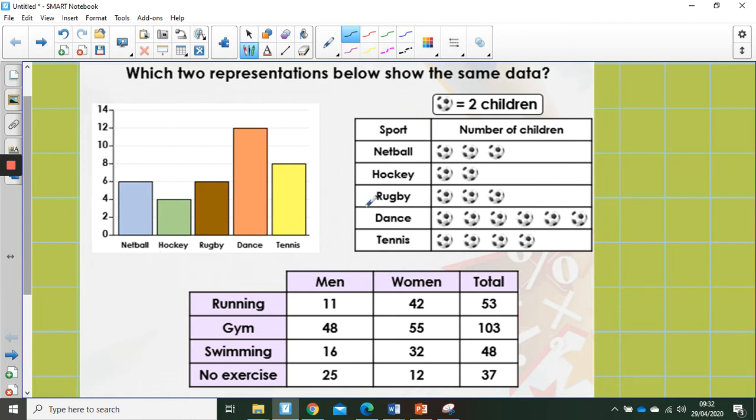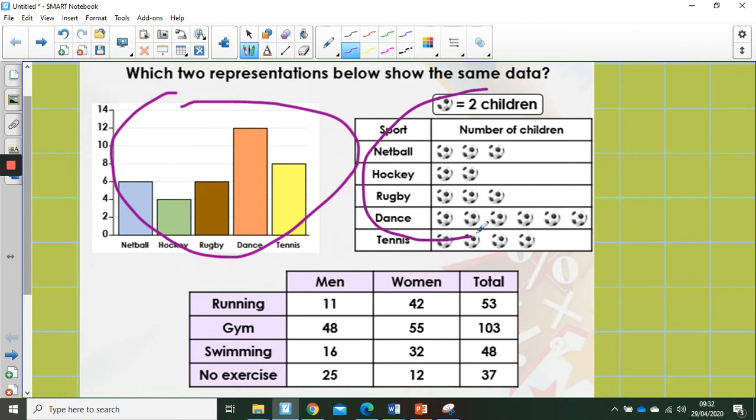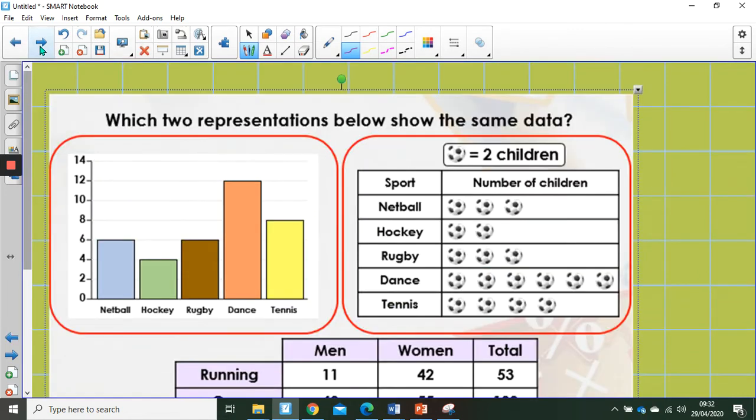Because there's no title, we don't actually know exactly what they're doing, but we can see that this one is different. So the two representations that show the same data are this one and this one. This one is different. And there we've got it.